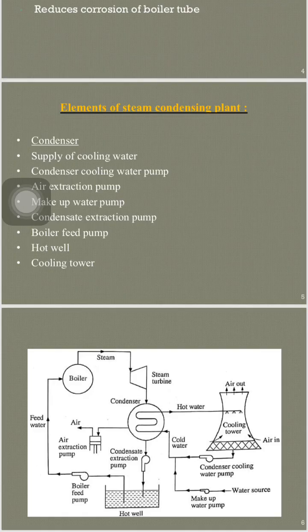Okay, this is the diagram of the steam condensing plant. Here we can see that there is a boiler, which produces steam, and that steam is supplied to the steam turbine. After that, steam is exhausted from the steam turbine and supplied to the condenser. In the condenser, cold water is supplied from the cooling tower, and the condenser again supplies hot water to the cooling tower.